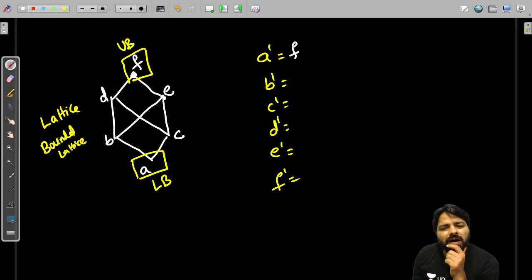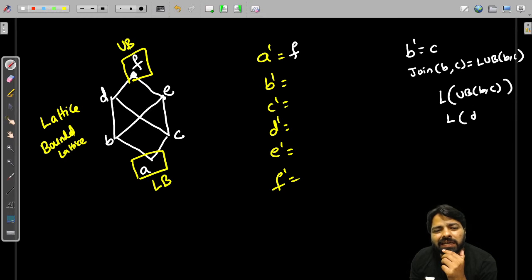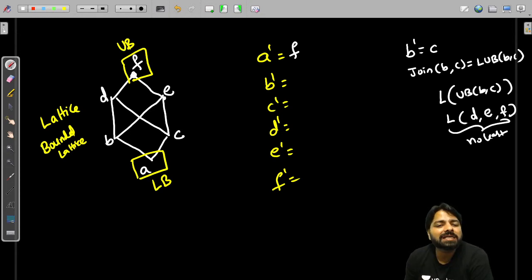B complement, what will it be, guys? Suppose anybody says C, that will be wrong. Why? Join of B comma C. Join means least upper bound. For the least upper bound of B comma C, first you find the upper bounds. Upper bounds of B comma C are D and E and also F. But there is no least among D, E, F. That means the join does not exist for B, C.